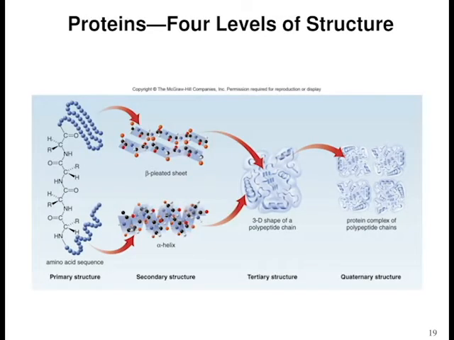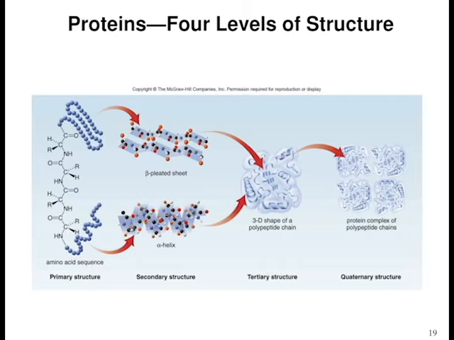So primary structure, secondary structure, tertiary structure, and then when they come together, they form the quaternary structure. Basically, this is hemoglobin. There are 4 subunits.